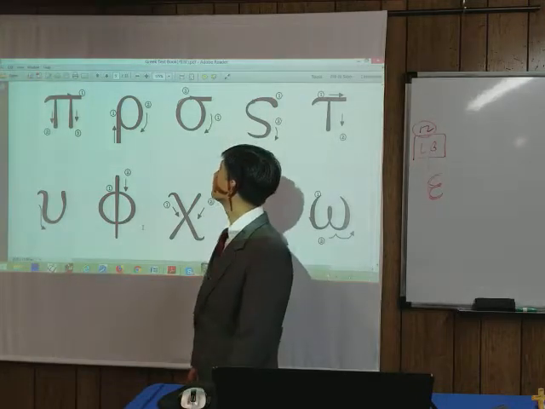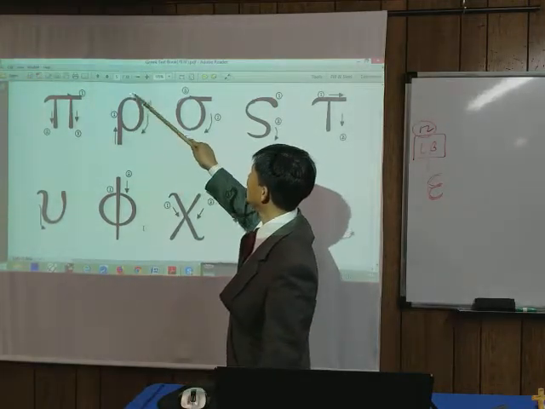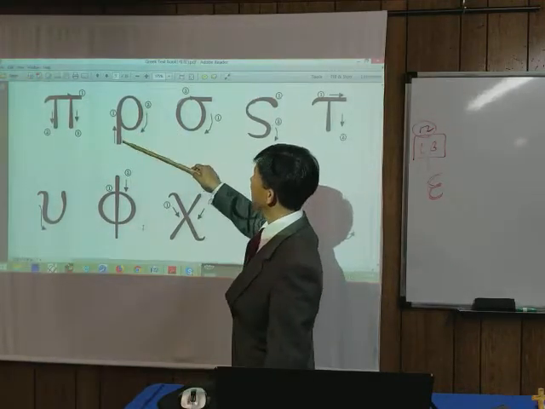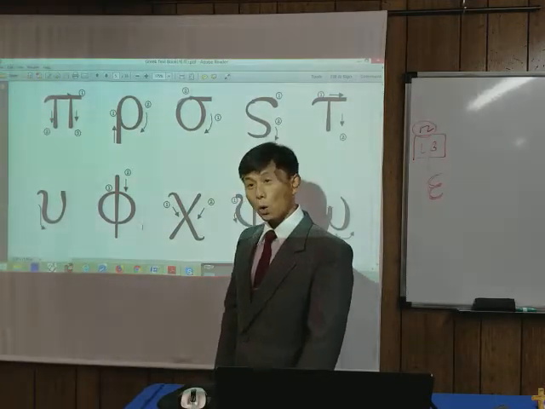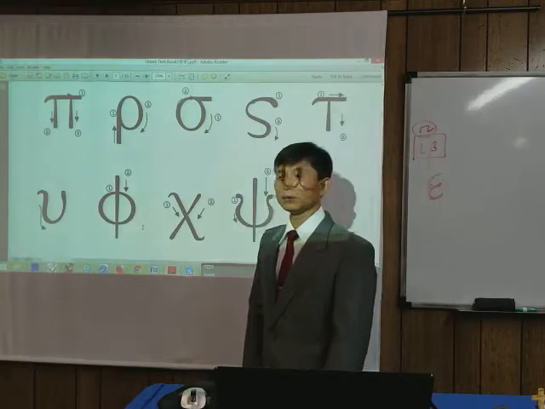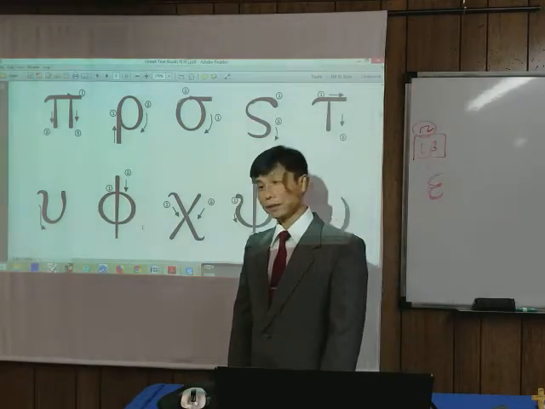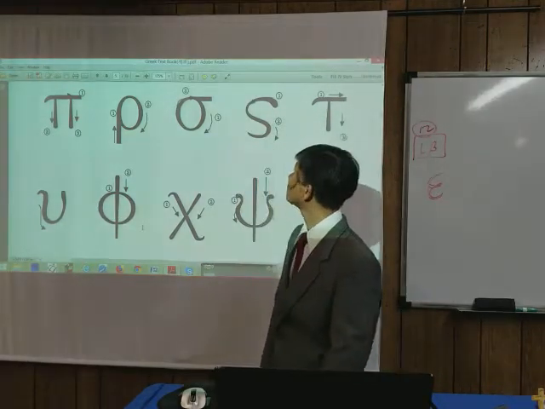P. Next one, 1, 2, okay? 1, 2. The name of the alphabet, Rho, Rho. The sound, the pronunciation is R sound in English, R.